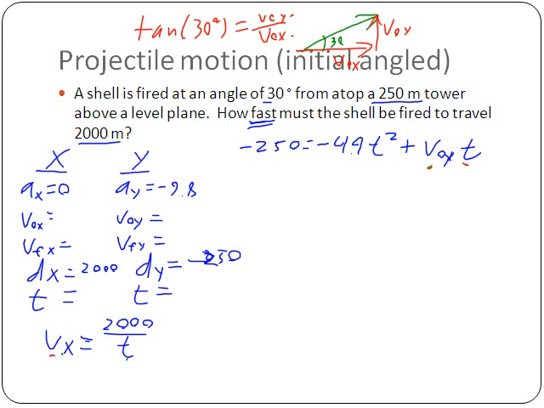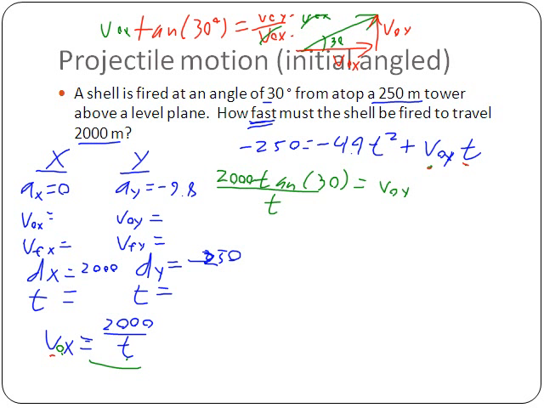So we already know that vx, which is really v naught x, is equal to 2,000 over t. So let's look at our tangent. Tangent of 30 is equal to v naught y over v naught x. Let's solve for v naught y by multiplying the v naught x up. Those cancel, so v naught x tangent 30 equals v naught y. And since v naught x is 2,000 over t, I can say 2,000 times tangent 30 over t is equal to v naught y.